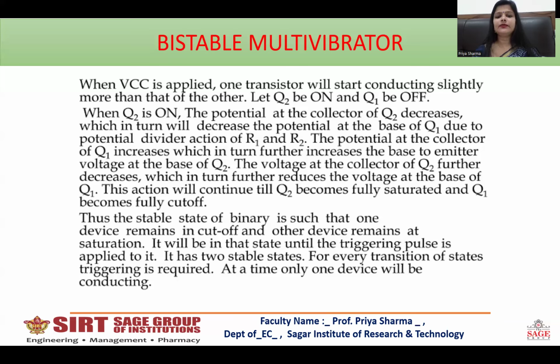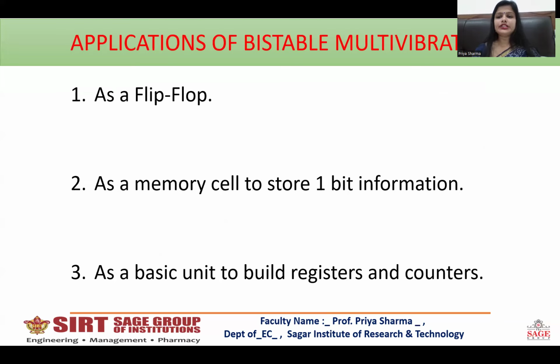Thus, the stable state of a bistable is such that one device remains in cutoff and the other device remains in saturation. It will be in that state until the triggering pulse is applied to it. It has two stable states. For every transition of states, triggering is required. At a time, only one device will be in a conducting mode. The applications of bistable multivibrator include: it is used as a flip-flop, it is used as a memory cell to store 1-bit, and it is used as a basic unit to build registers and counters.